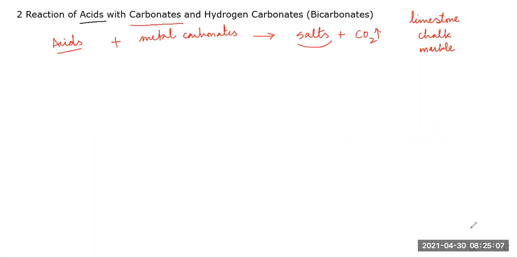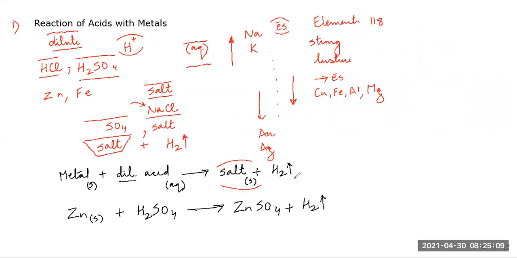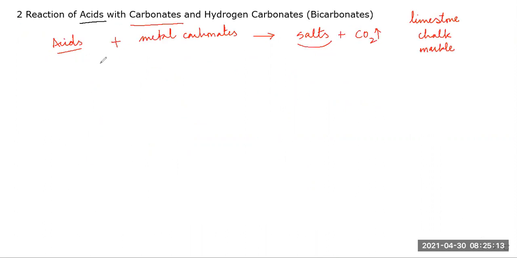When acids reacted with metals, hydrogen gas was formed. But here, when acids react with carbonates and hydrogen carbonates, they produce carbon dioxide and water. Obviously, water will be in liquid state.